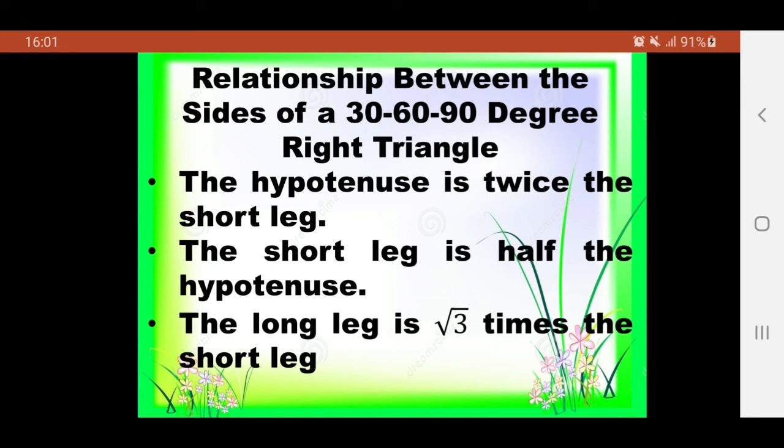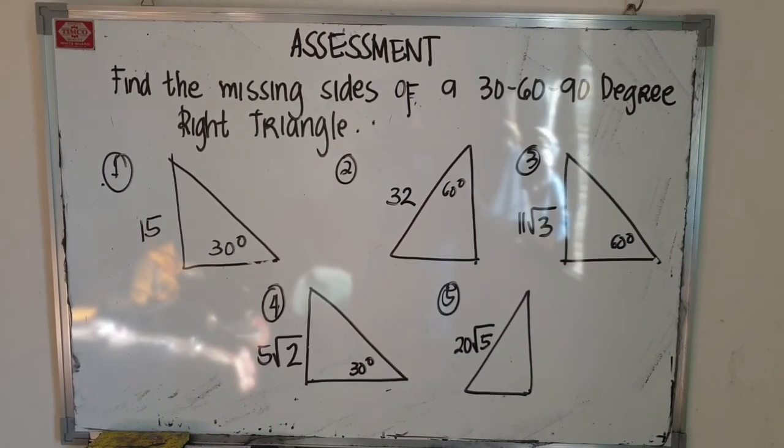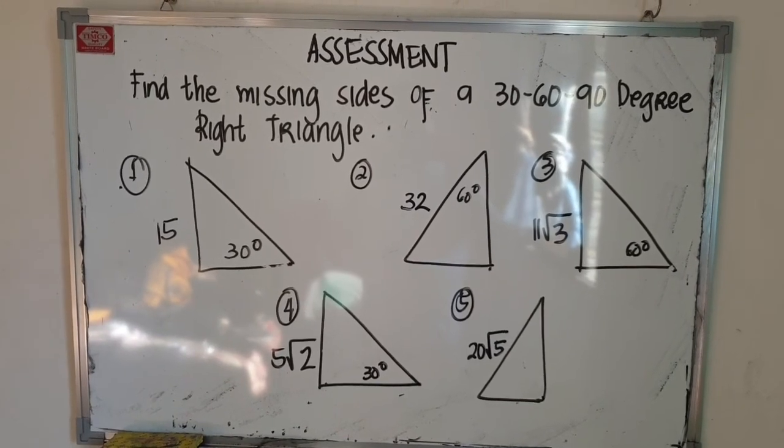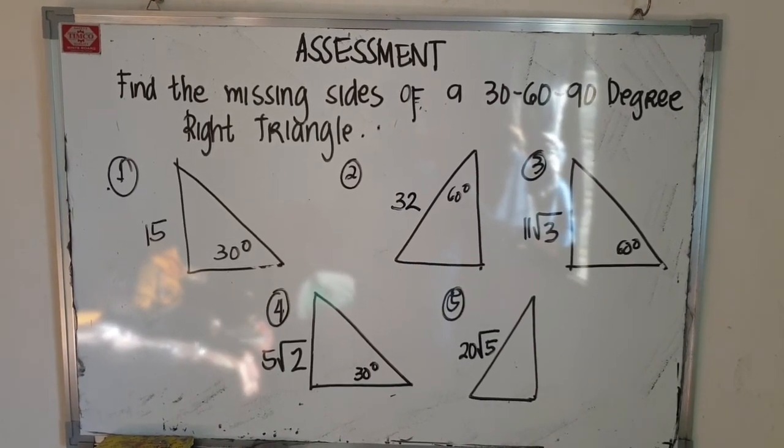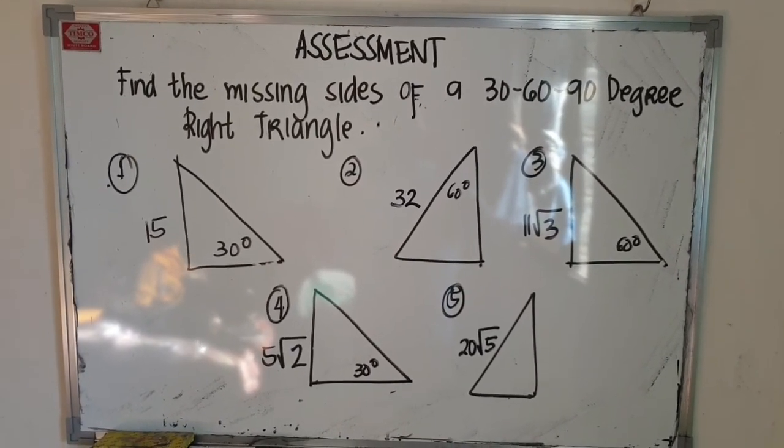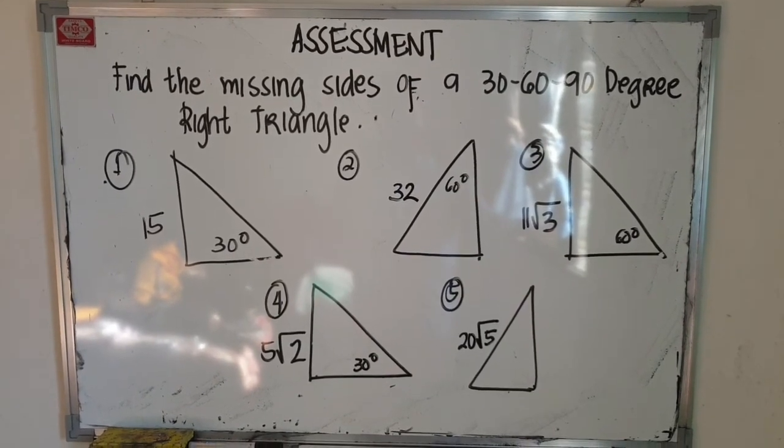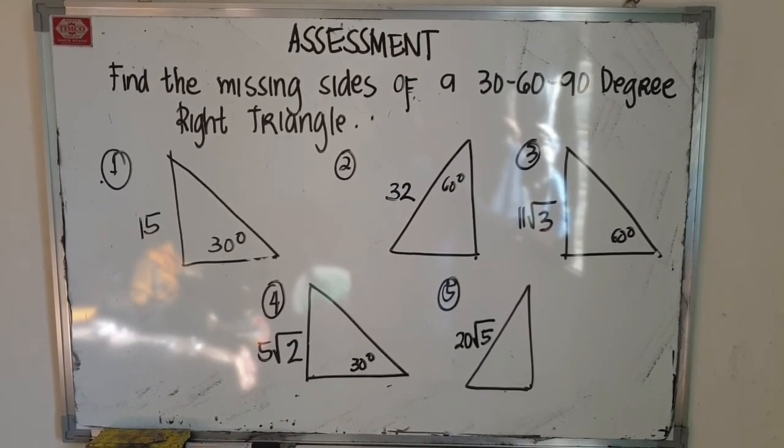The long leg is the square root of 3 times the short leg. So if the given is the short leg and you are asked to find the long leg, all you have to do is multiply the short leg by square root of 3. For your assessment, all you have to do is find the missing side of a 30-60 degree right triangle. So we have 5 items. Good luck!